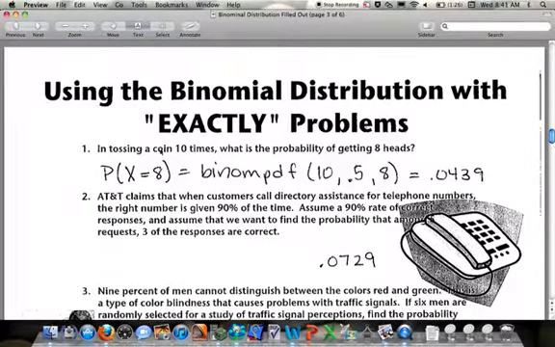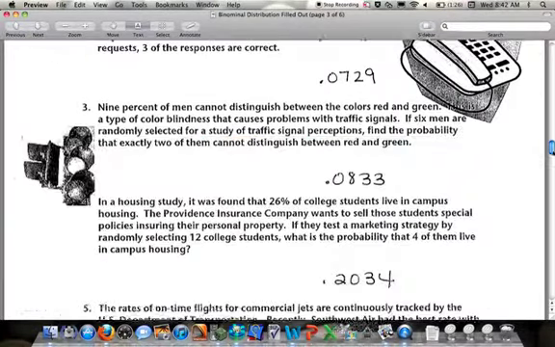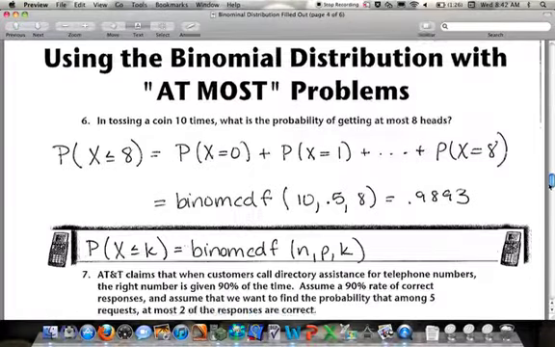So, this one here, in tossing a coin 10 times, what's the probability of getting 8 heads? So I want to find the probability that x is exactly 8. So I'm doing binomial PDF. 10 is my number of trials. My probability of success, the probability of getting a head, is 0.5, and then there's 8. You type that into your calculator, and this is the answer that you get. All these problems here are exactly problems, so you're just finding one thing, and the answers are given to you for each of those problems.